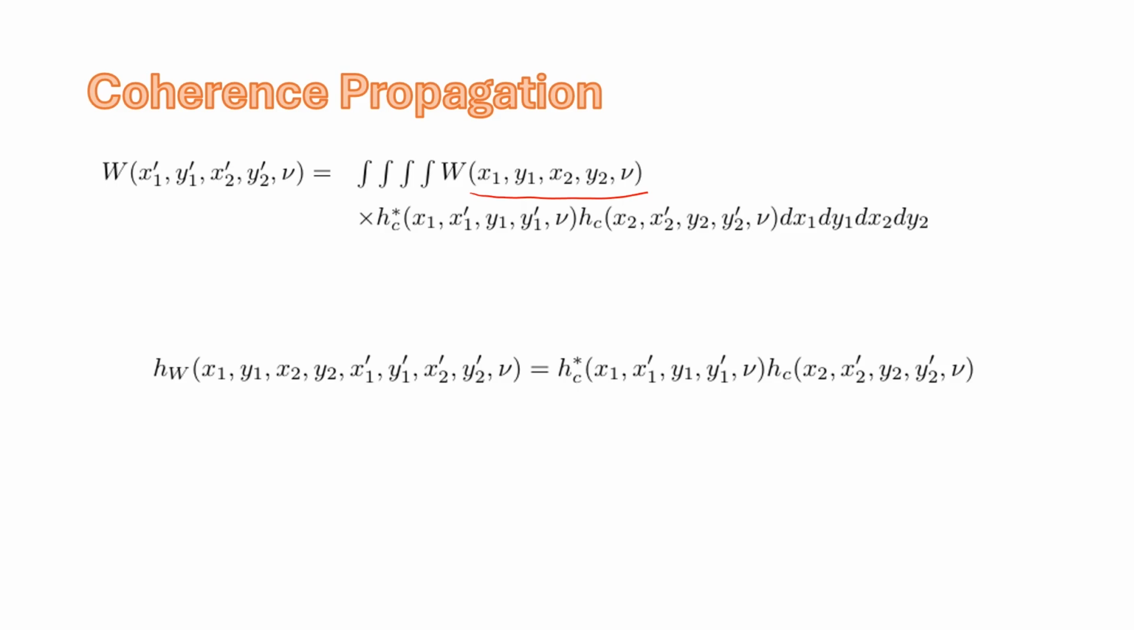We multiply by the impulse response at x1 and x2 and integrate over the input plane, and we've got the cross-spectral density at the output plane. The impulse response for propagation of the cross-spectral density is then the product of the coherent impulse responses at the variables that were interfering in the input plane and the cross-spectral density.